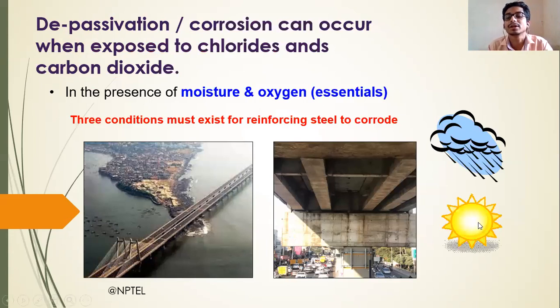This is very, very important. Without the presence of oxygen and moisture, the chloride or the carbon dioxide may not take part in the chemical reaction to start corrosion. So here you can see in the left picture, there's a bridge which is in the sea.